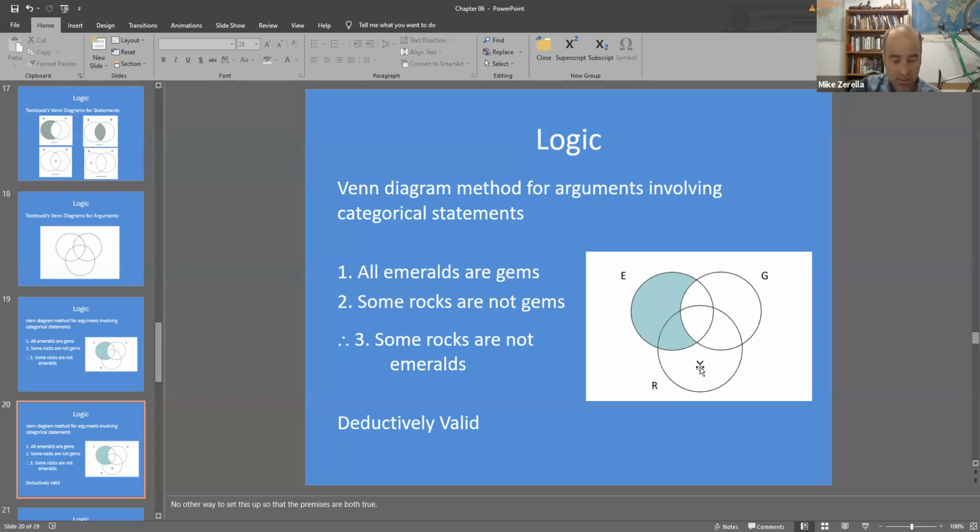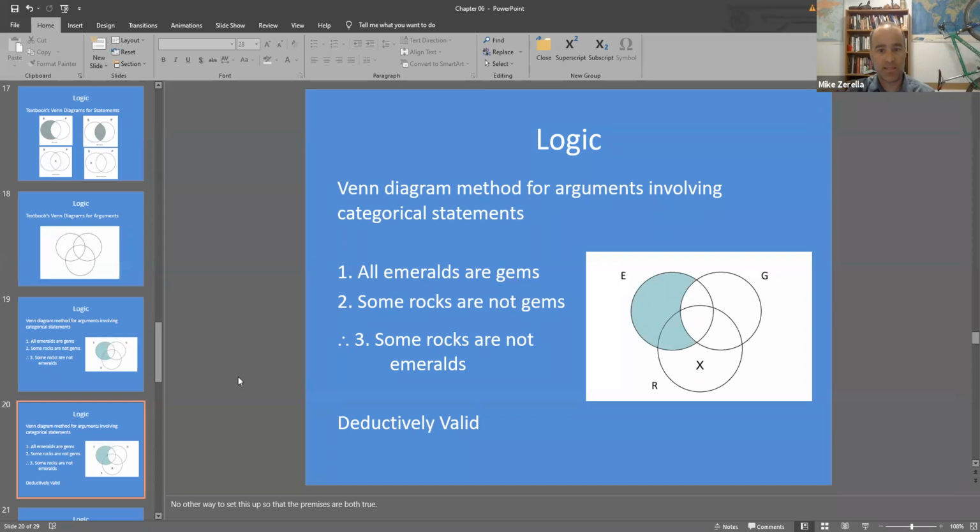Okay, so our X here that we already put in, is it overlapping with the emerald circle? Well, no. So we've got a Venn diagram that satisfies both premises and the conclusion. And there's no other way to set up this Venn diagram such that it would satisfy both of those premises. But then when we do set it up to satisfy the premises, the conclusion is automatically satisfied as well. So this shows us in a systematic, standardized way that this is indeed a deductively valid categorical syllogism.